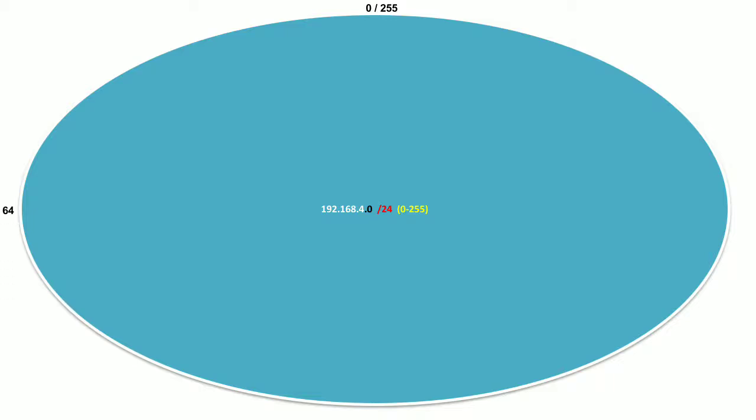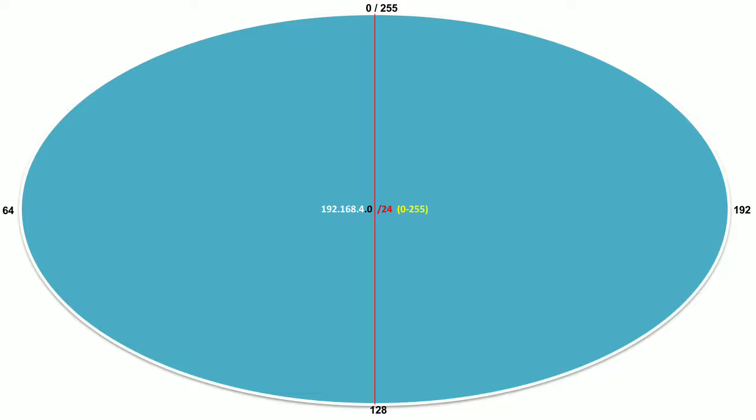So if you take this network as the 256 IP addresses, and you want to further subdivide this network into two portions, then the first portion would contain the IP addresses from 0 to 127, and the second portion, or the second subnet, would contain the IP addresses from 128 till 255.